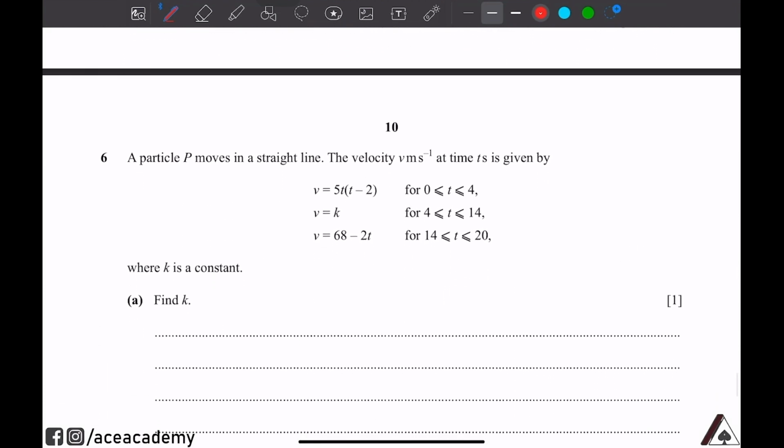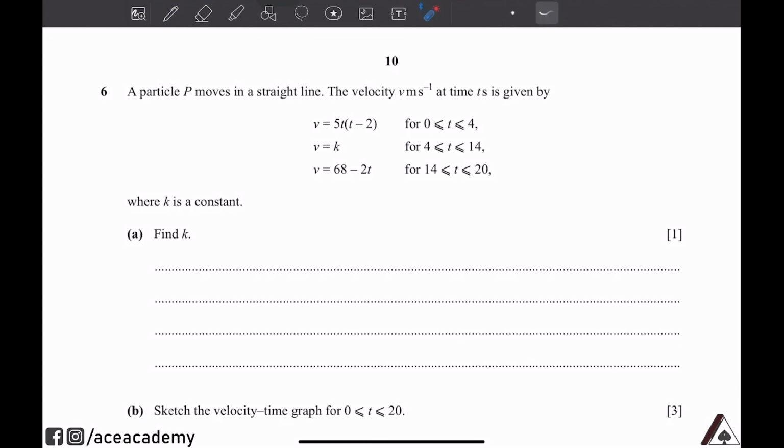Next question, we have particle P moves in a straight line, and the velocity at time t is given by these three equations, depending on what time we're talking about. So from 0 to 4, we model it with this equation. From 4 to 14, we have v equals k. And lastly, from 14 to 20, we have this equation that models the velocity, where k is a constant. So they want us to find that constant k. The velocity at time t equals 4 is going to be the same in both of these equations. So at t equals 4, v equals 5 times 4 times 4 minus 2, which is also equal to k, and so k is equal to 40.